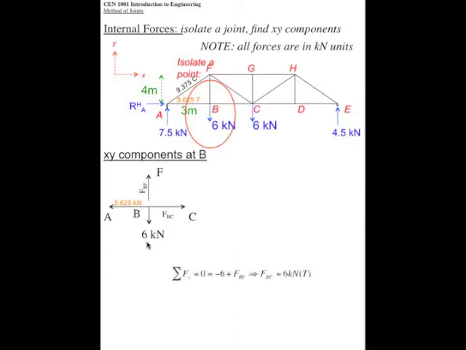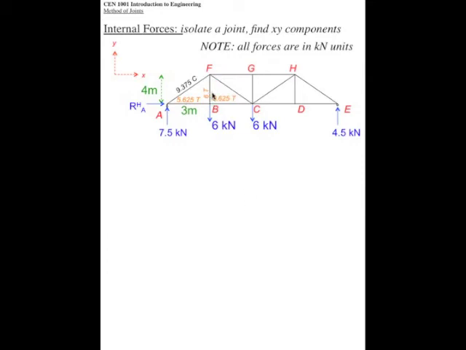Summation of vertical forces, minus 6 down, plus F sub BF comes out to plus 6, and it's positive, so that means our assumption of tension was correct. So 6 kilonewtons in tension, and summation of forces horizontal, F sub BC minus this comes out positive, so we know that the assumption was correct. So 5.625 in tension. Okay, so now we're moving along here.